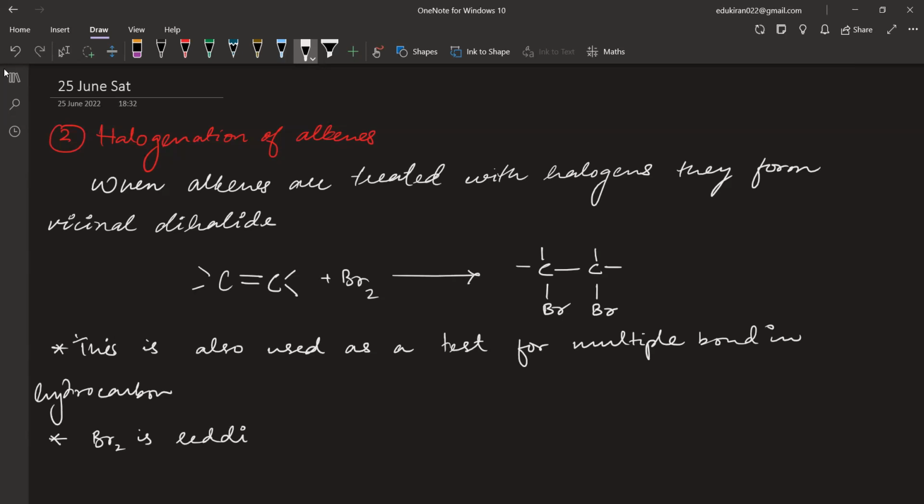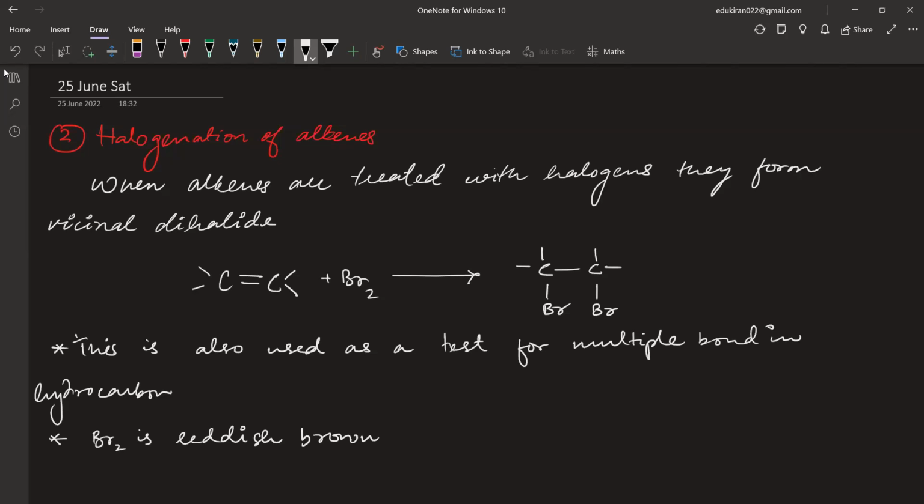So in the halogenation process, when we have Br2, can we add CCl4 here? No, we don't add CCl4. CCl4 is the solvent. Sorry, it's not a reagent, so it will not react. CCl4 is solvent.